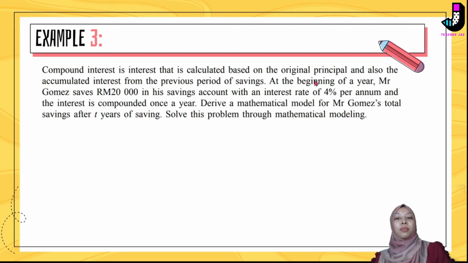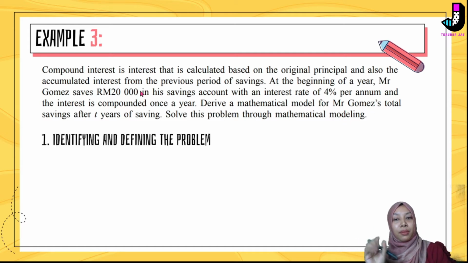So here at the beginning of a year, Mr. Gomez saved 20,000 in his savings account with an interest rate of 4% per annum. Per annum maksudnya per tahunan, 4%. And the interest is compound once a year. Faedah ni diberi sekali setahun. So now derive a mathematical model for Mr. Gomez's total savings after 3 years of saving. Solve this problem through mathematical modeling.